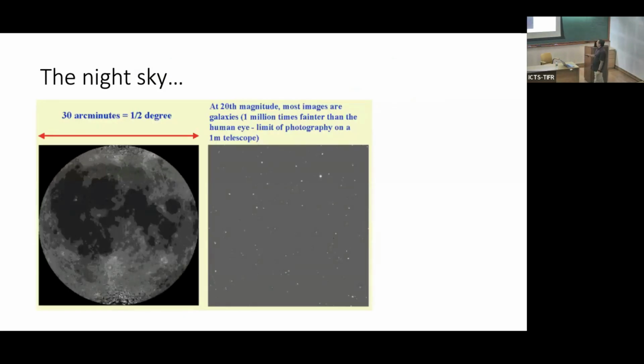It's half a degree. But if we take a photograph of a similar area, then at 20th magnitude, which is like 1,000,000 times fainter than what we can see, we'll see lots of galaxies. Once people started taking photographs, it was possible to count galaxies. That's the first thing. Previously, by naked eye, we could count stars. Once we started taking photographs, we can count galaxies. Of course, this is an old photograph. If you look at the Hubble Deep Field, it has many, many orders of magnitude more than this.